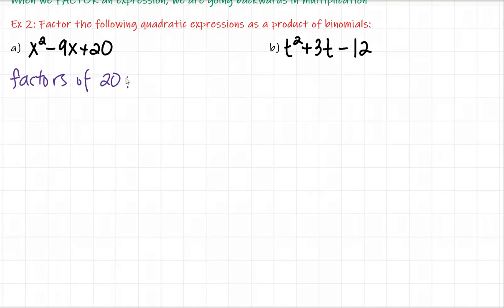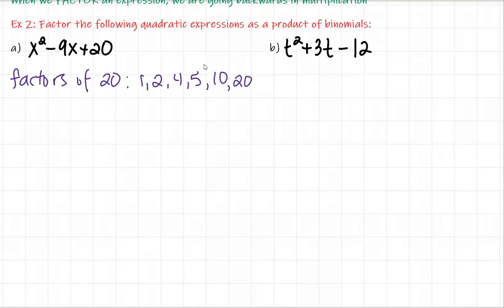So factors of 20, what are those factors? We know 1. We know 2 times 10, so 2 is in there. We know 4 times 5, so both 4 and 5. And then we have the 10 that we said earlier. And then, of course, itself, 20.